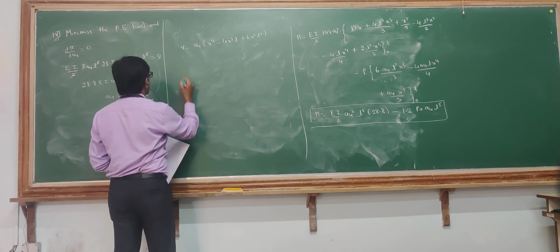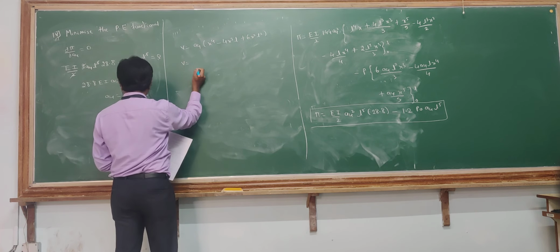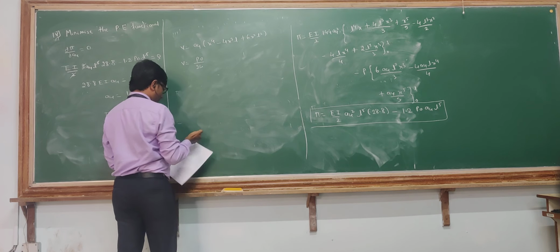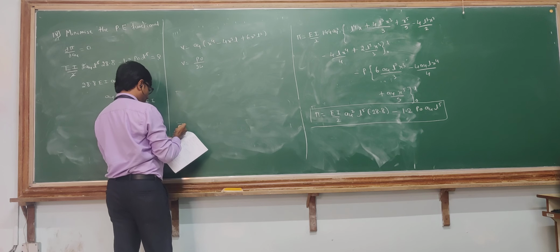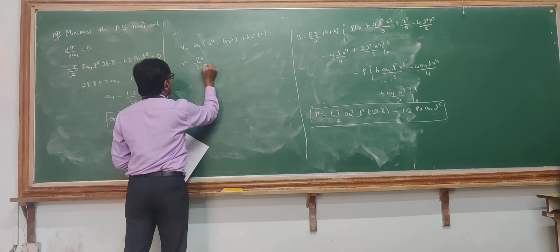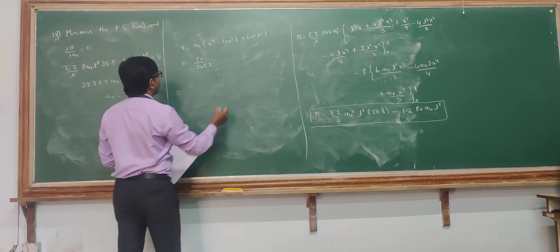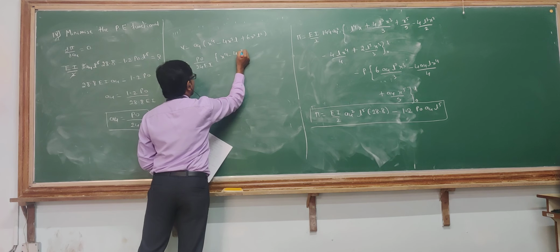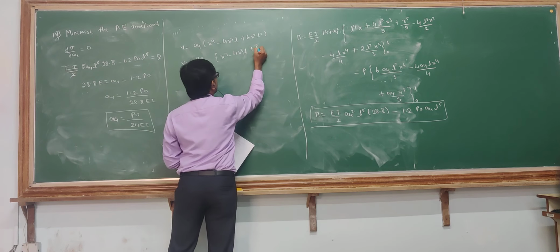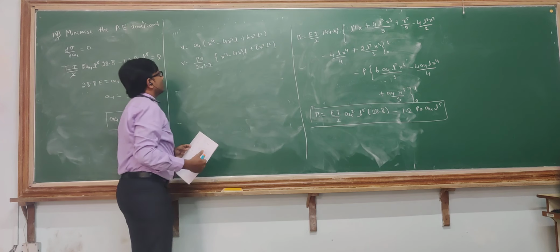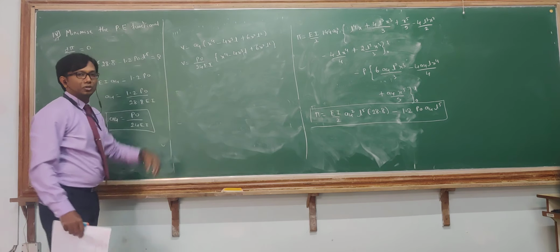So you know what is A4? V is equal to P naught upon 24 EI, times x raised to 4 minus 4x cube L plus 6x square L square. Okay, so you can just see this. This is the displacement equation now.